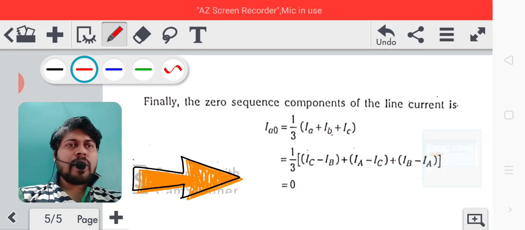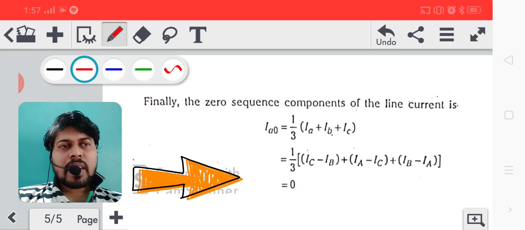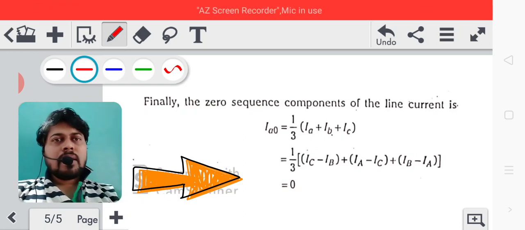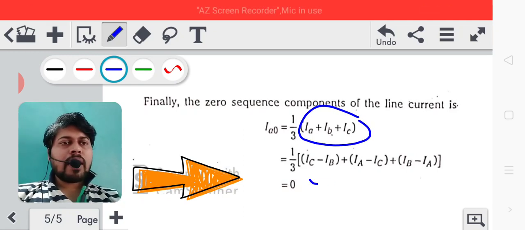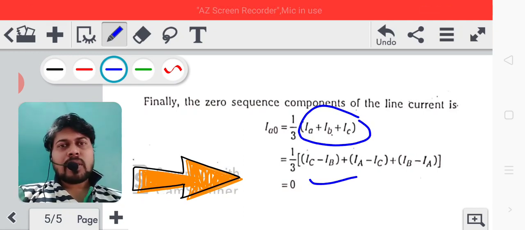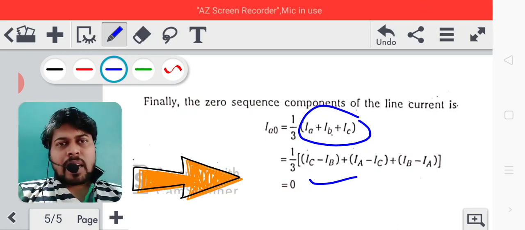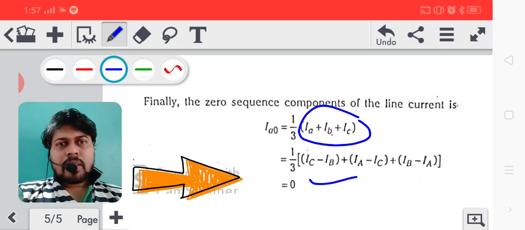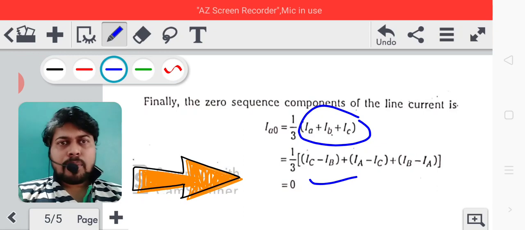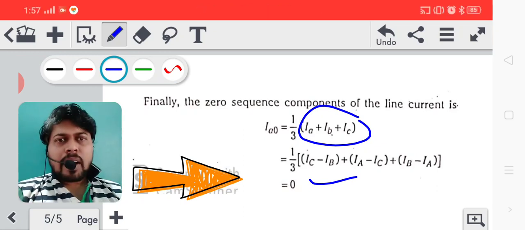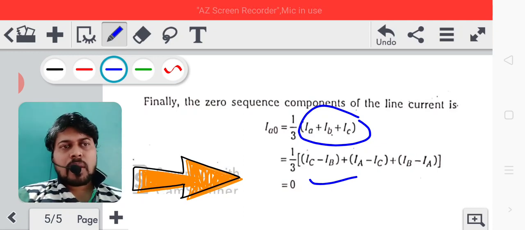Finally, the zero sequence component of the line current, I0, equals 1 by 3 into (IA plus IB plus IC). Substituting the values for IA, IB, IC and solving further, I will get the zero sequence line current equal to 0. And it is evident and proven that in any three-phase, three-line delta connected system, or a three-phase, three-wire star connected system, the zero sequence line currents are always equal to 0.